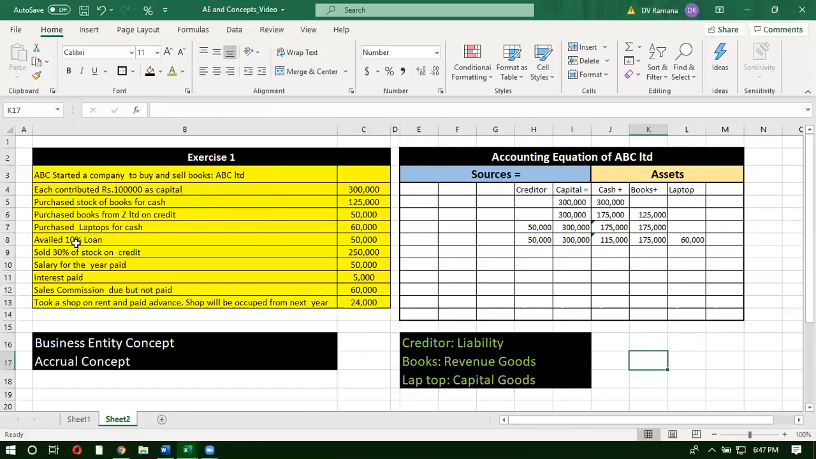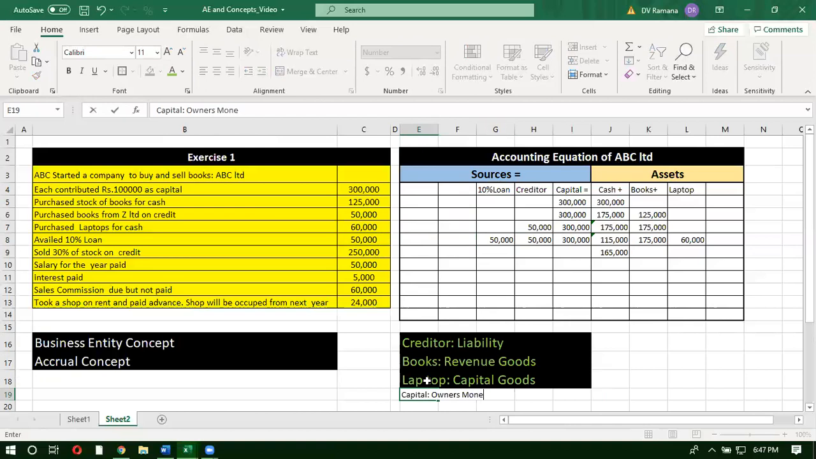Now we'll go to the company availing a loan. As a result, cash will increase to the extent of 50,000. And a new liability comes into the picture, and that is called 10% loan. Okay, 10% loan is 50,000, and loan is an outsider's money, right? Capital is an owner's money.